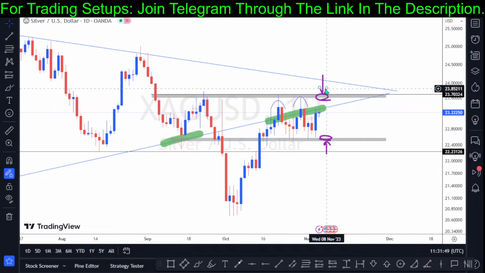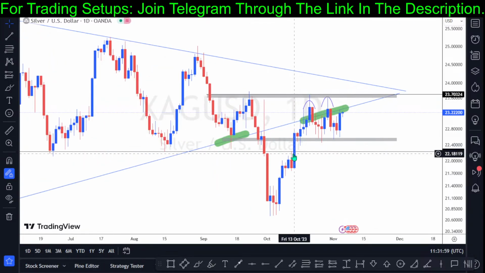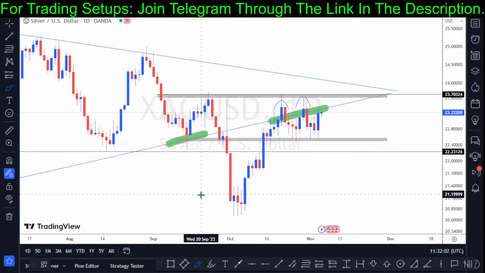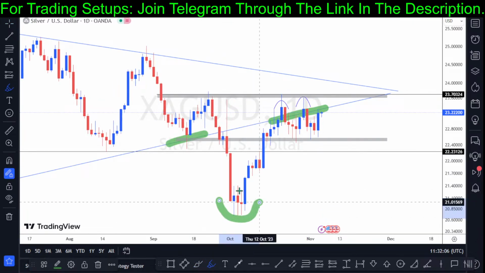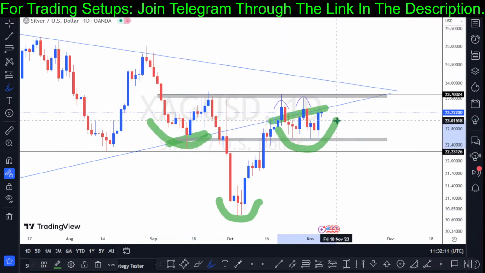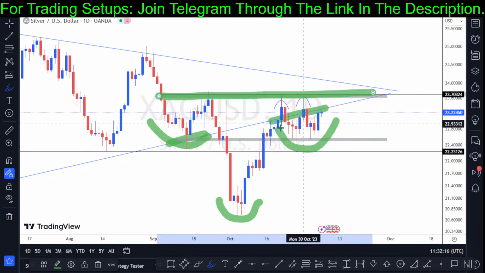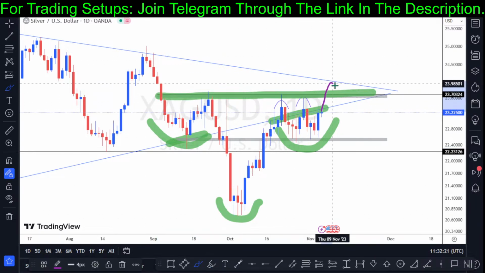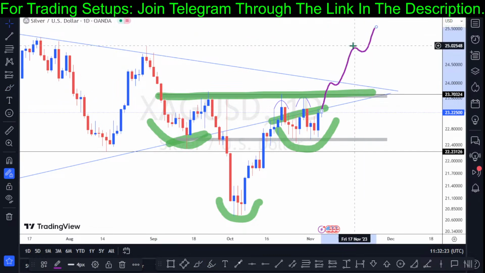But technically, based on the broader view of this asset, what I can see is a potential inverted head and shoulder chart pattern. If you ask me where is the pattern, this is the inverted head, this is the potential left shoulder, and this is the potential right shoulder. You can see that the upper structure right here is the neckline, right? So there's a higher possibility price could break out and then continue the upward rally on the silver.